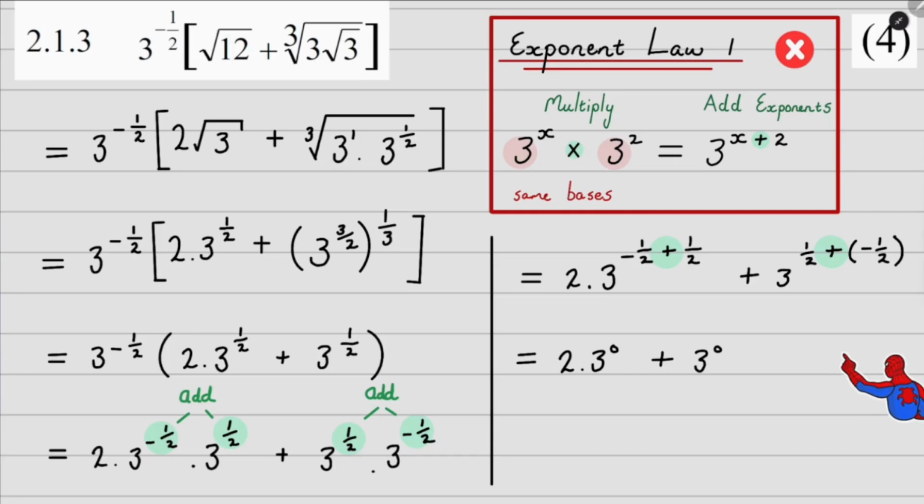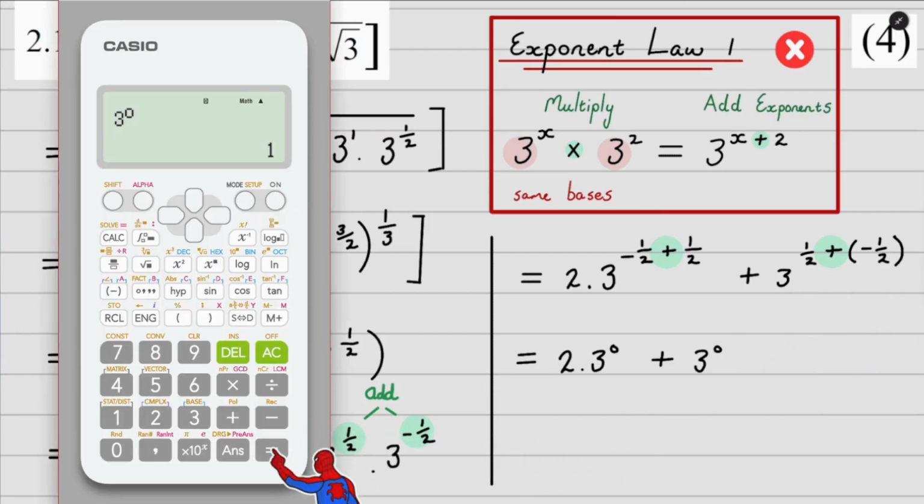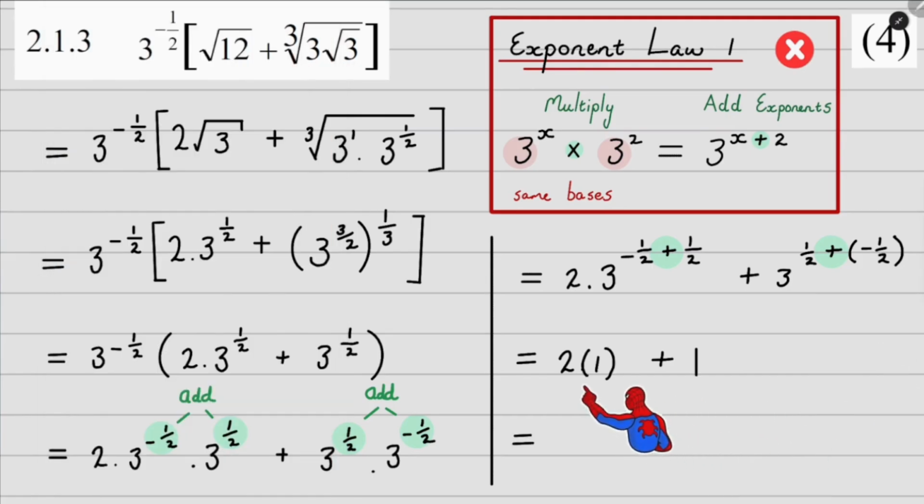So what we're going to be left with at the end of the day is 2 times 3 to the power of 0 plus 3 to the power of 0. And anything to the power of 0 is 1. And the calculator concurs with me, it also gives me 1. Check this out. If I change this to 7 to the power of 0, guess what it's going to give me? A crispy little 1. Okay, so let's change these to 1s. And 2 times 1 is just 2. And 2 plus 1 will give me 3.